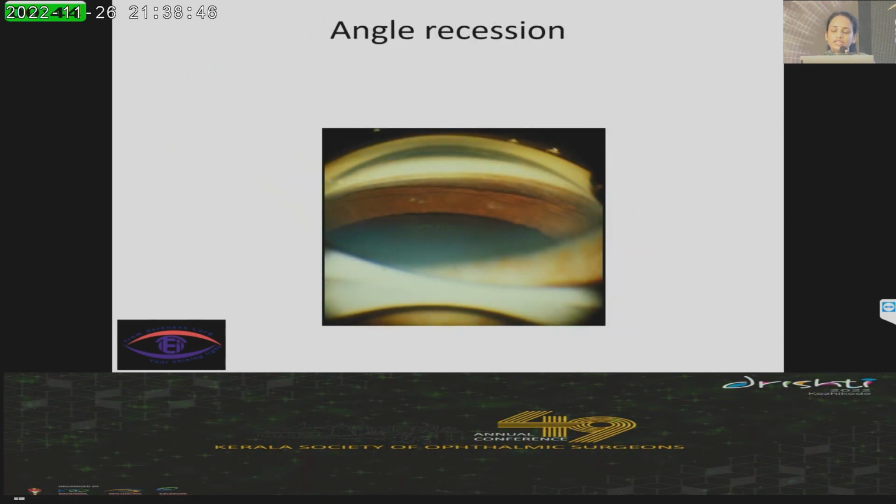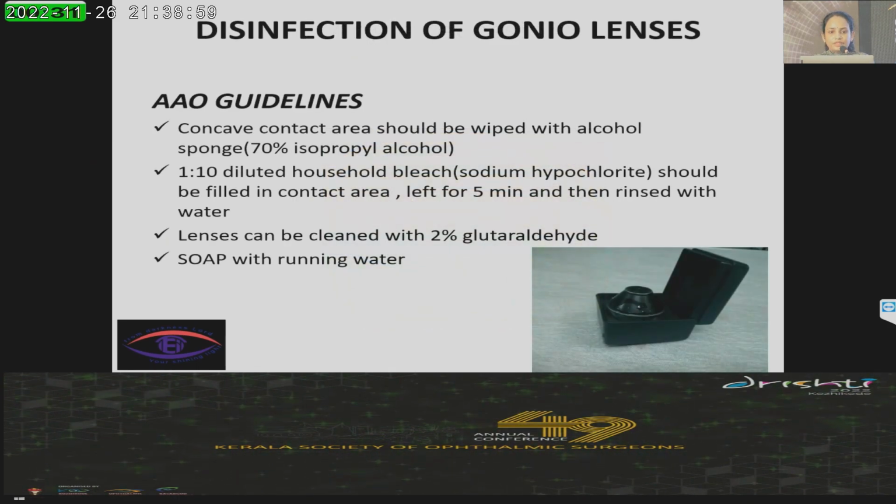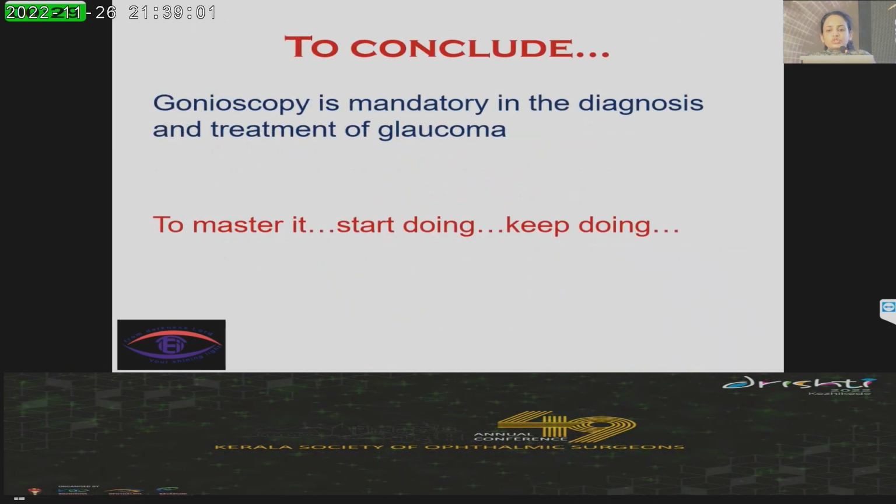In angle recession, you get a widened ciliary body band. Here, it is always advisable to do gonioscopy of the normal eye first, so as to get an idea regarding the width of the ciliary body band, as ciliary body band may be normally visible in myopes. So to conclude, gonioscopy is mandatory in the diagnosis and treatment of glaucoma. To master it, start doing and keep doing.